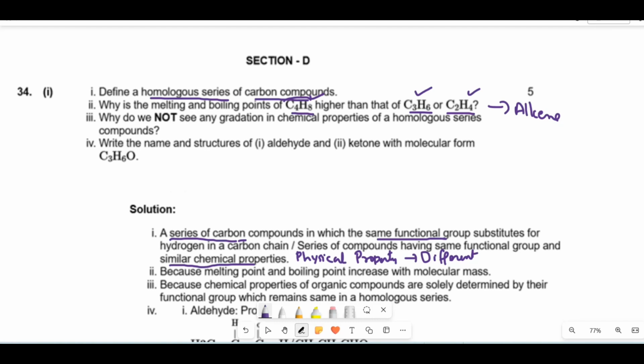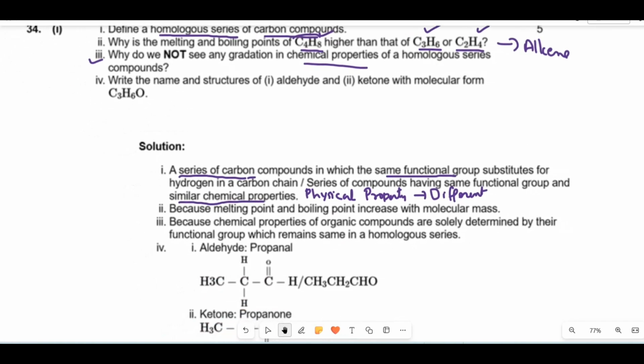Third question, why do we not see any gradation in chemical properties? This is because chemical properties are mainly determined by the functional group. This functional group will have the same type of elements, the same type of carbon, hydrogen or oxygen. So in a functional group, all the members will have the same chemical property because all the elements are the same. Now write the structures of aldehyde and ketone with the molecular formula C3H6O.